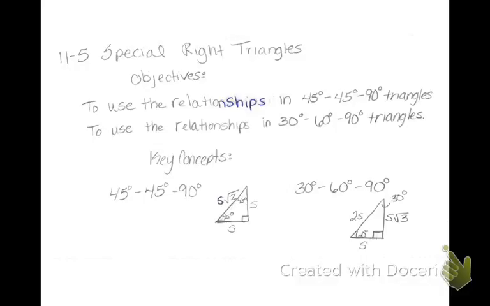Today's lesson is special right triangles, and our objectives are to use the relationships in 45, 45, 90 triangles and to use the relationships in 30, 60, 90 triangles. 45, 45, 90 means that they're right triangles. You have a 90-degree angle, and your 45 and 45 are those two. Now, for the relationship with 30, 60, 90, it means you have your 90, and one is a 30, and one is a 60 degree.